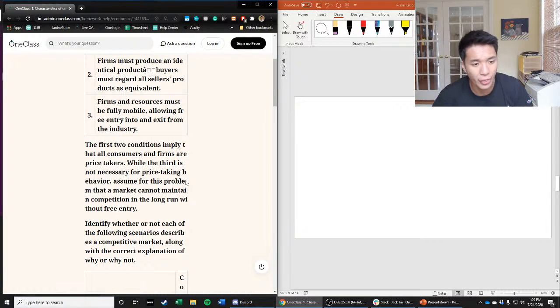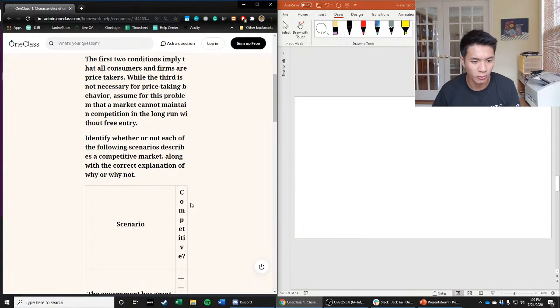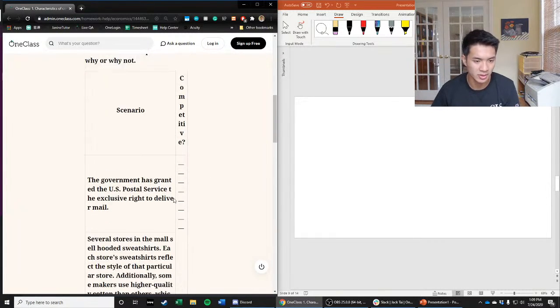While the third is not necessary for price-taking behavior, assume for this problem that a market cannot maintain competition in the long run without free entry. Identify whether or not each of the following scenarios describes a competitive market, along with the correct explanation of why or why not. So we have a scenario and whether it's competitive.